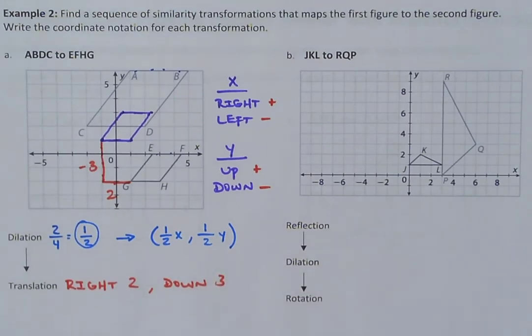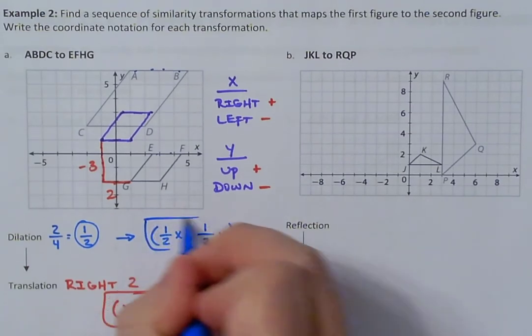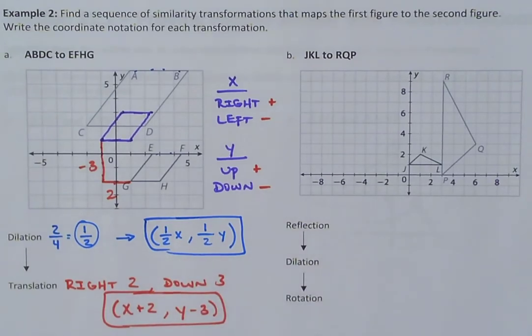So having that, we can then also write our coordinate notation. If we went to the right 2, we did x plus 2, and then down 3, that means we're going to have y minus 3. And that is going to be our coordinate notation for the translation and the dilation, and that is our answer for part A.